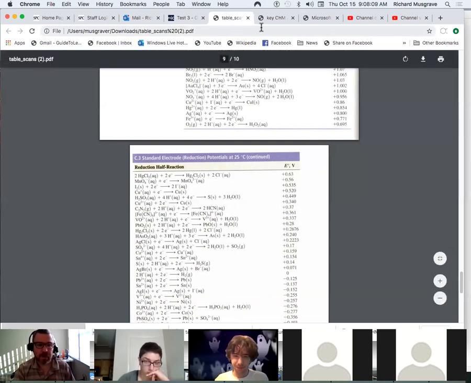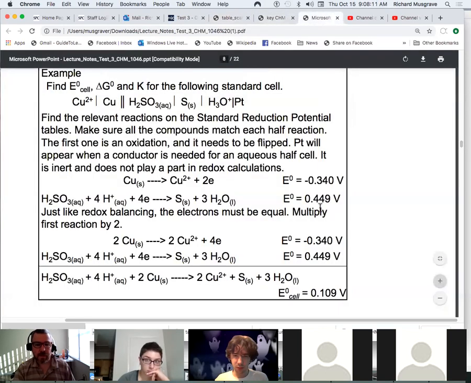So going back to the cell diagram here, you can see that H2O isn't part of it, and you've got this platinum here. We just ignore the platinum, and then we look for the reaction that involves all these other things over here. Does anybody have any questions?